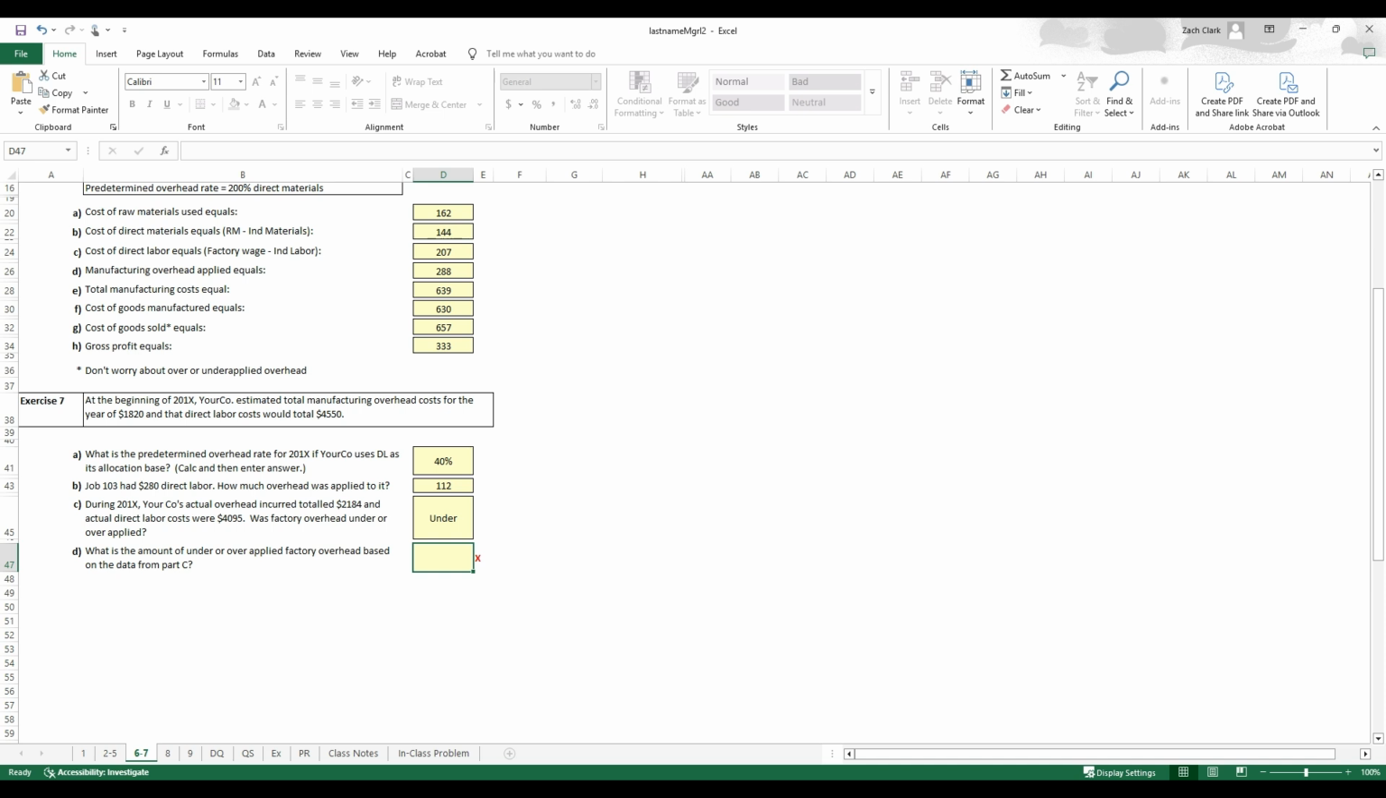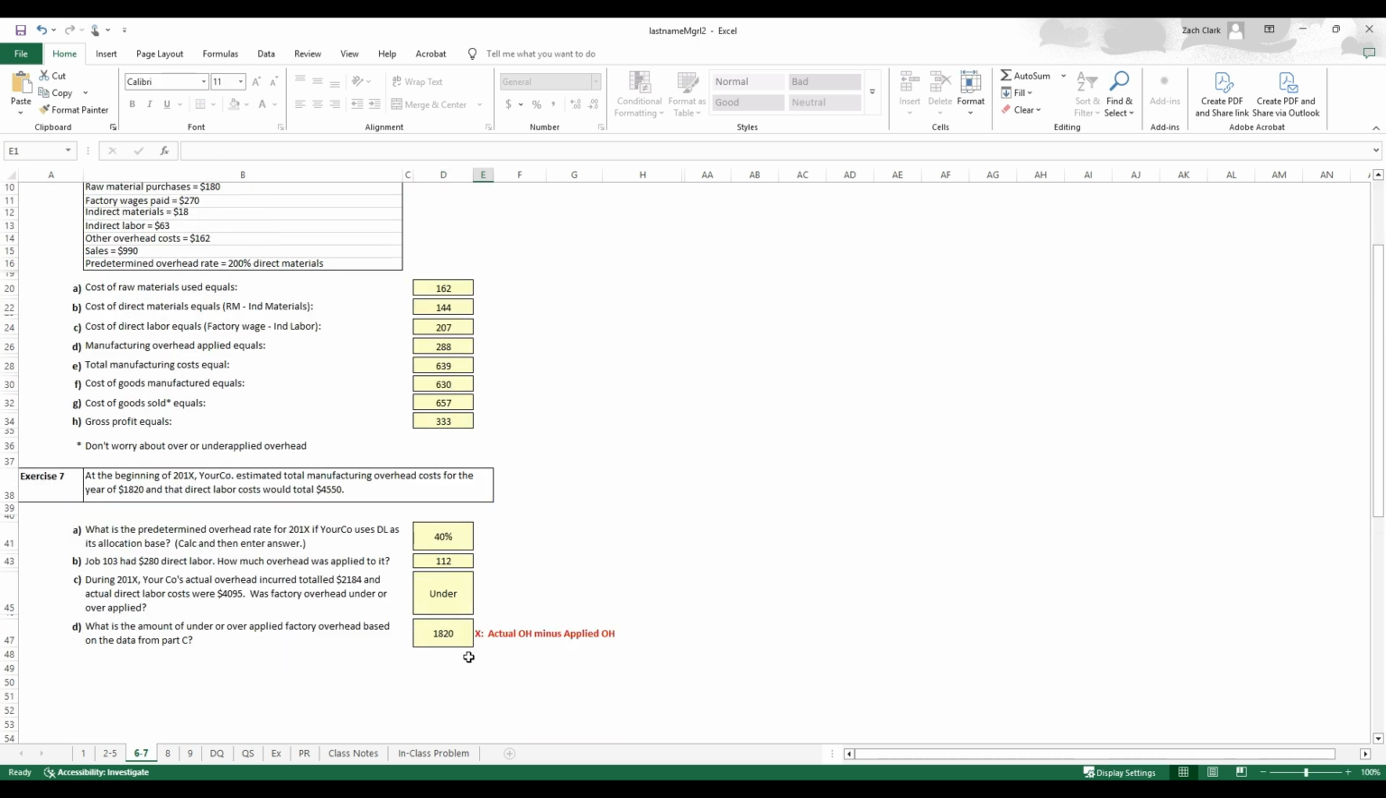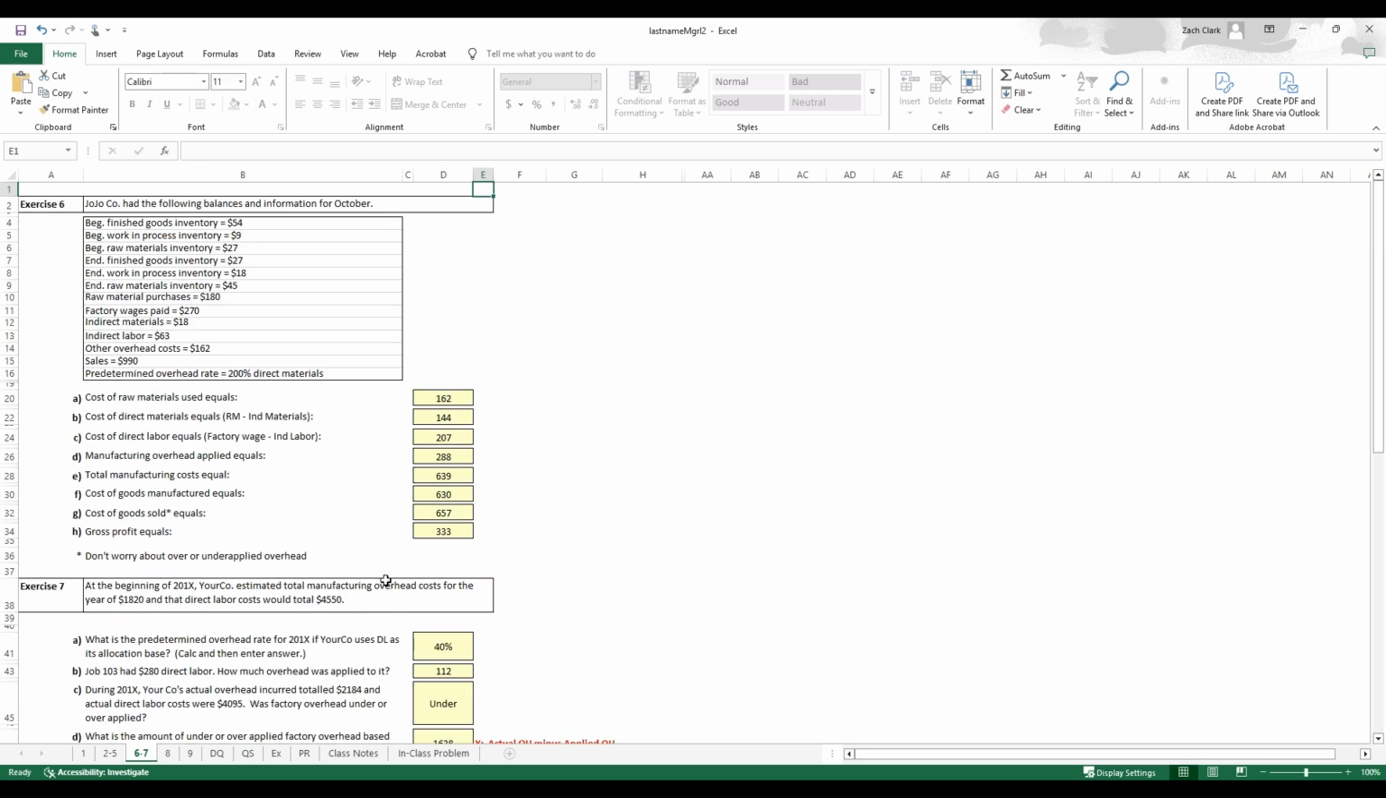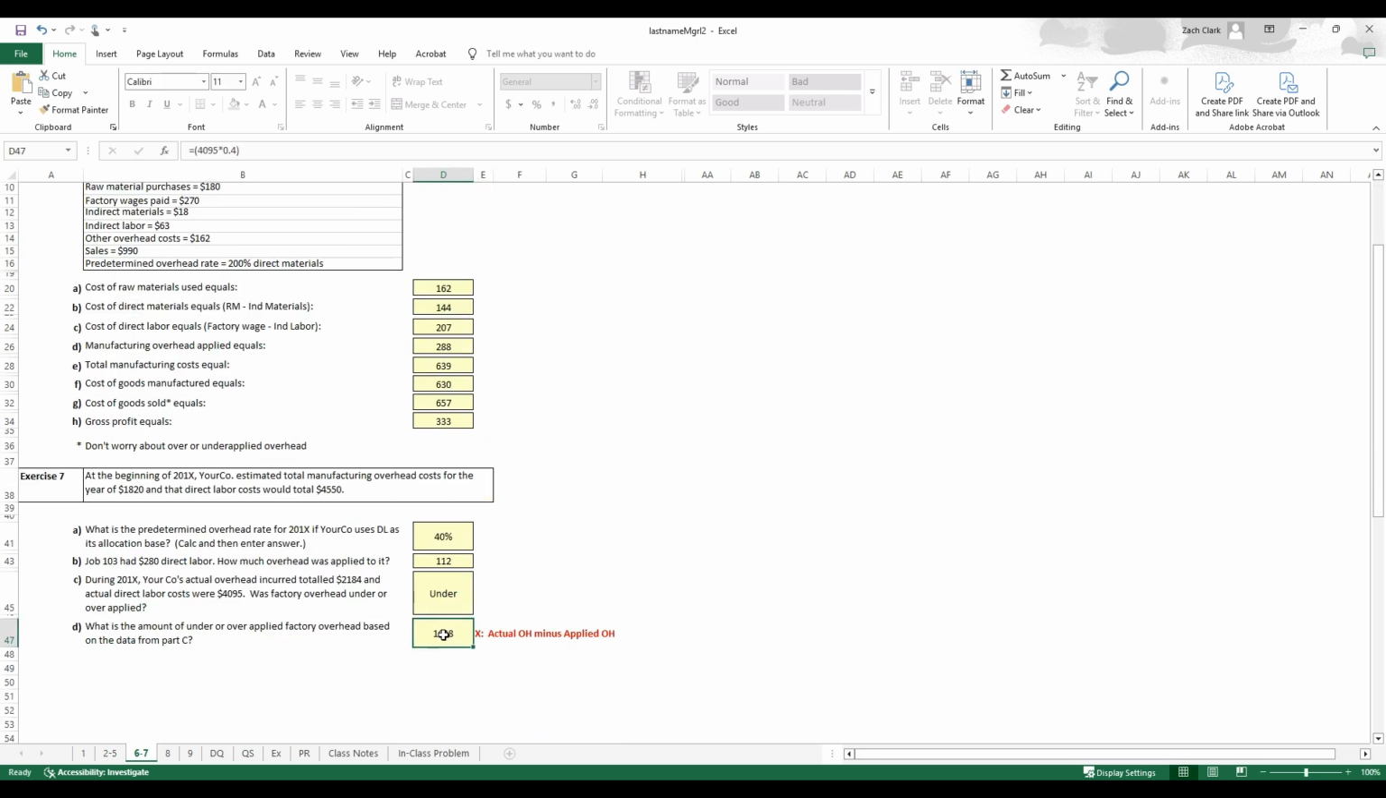What is the amount of under or over applied factory overhead? This is the one I kind of did off to the side, but let's do it here in our problem. So 4,095 times 0.4, sorry, I have to use the right number, 4,095. That gives us the 1,638 of what we applied. I wanted to show you that piece of it first. But then if we take that away from 2,184, I think I did that.